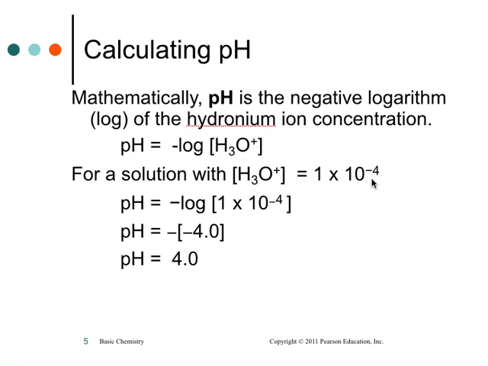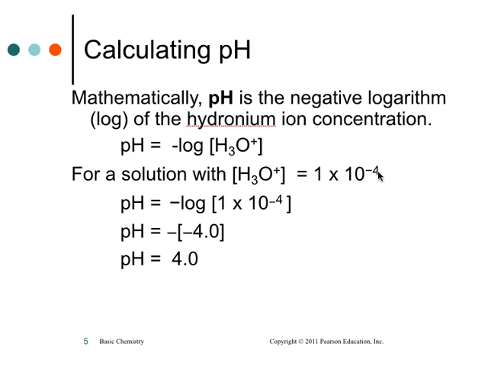Remember, 1 times 10 to the negative 4, this would be acidic. This is an acidic solution. What is its pH? You're going to look at the exponent, ignore the negative, and this is going to be your pH. 1 times 10 to the negative 4, the pH is 4.